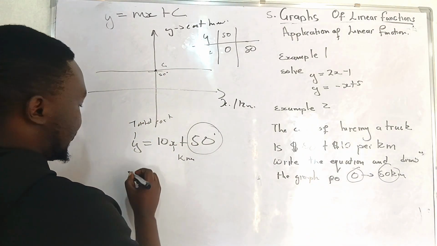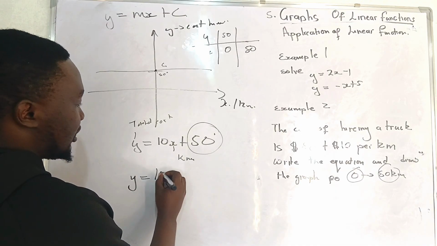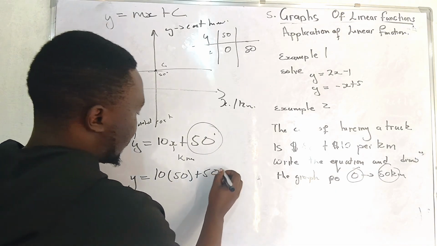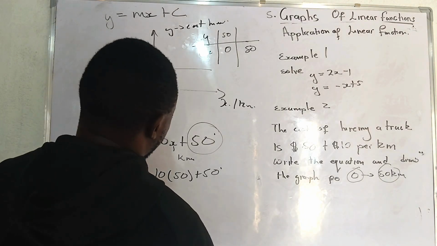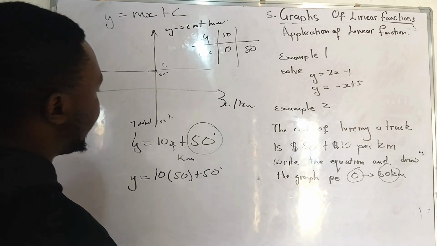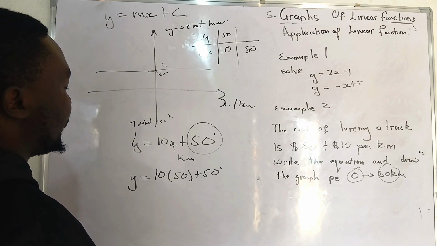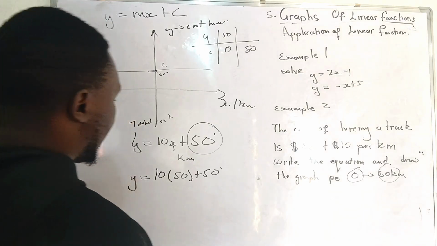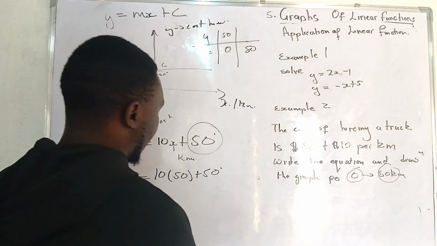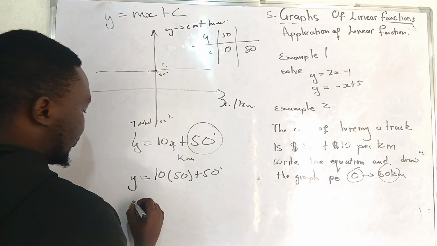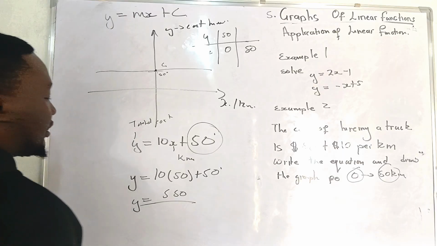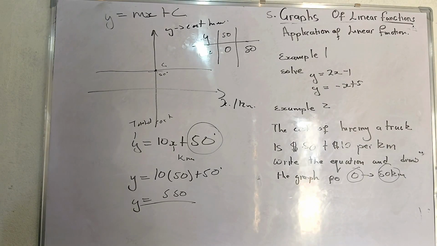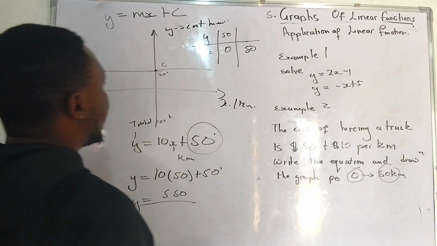When the x coordinate is 50, you have y equals 10 times 50 plus 50. In order to find the y coordinate, that's 500 plus 50, which is going to be the cost at 50 kilometers, which is 550.